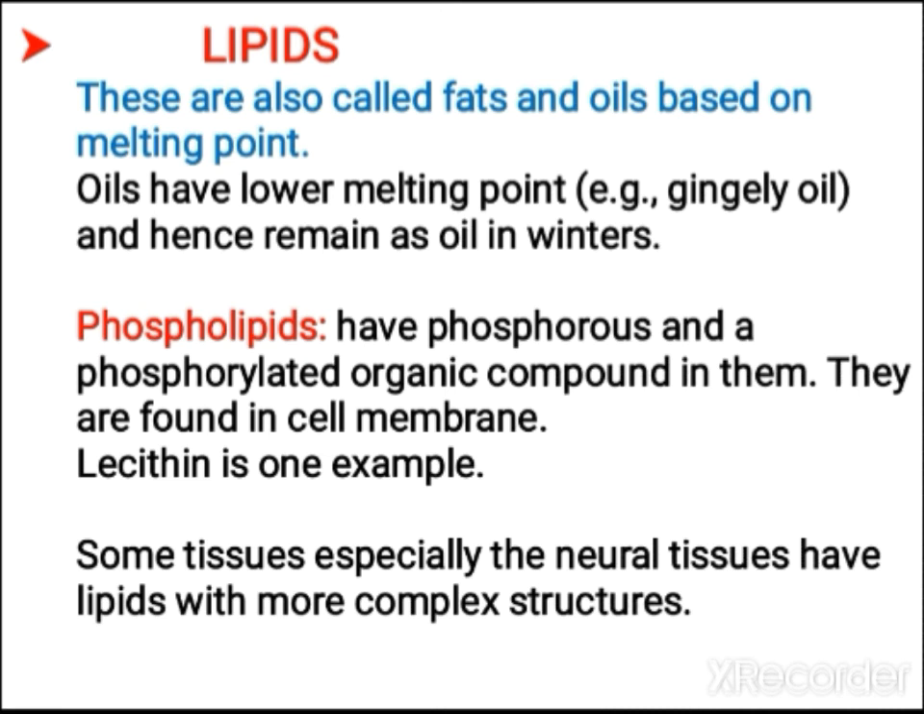Then phospholipids. Phospholipids have phosphorus, that is, they are phosphorylated conjugated lipids. That's why you call them phospholipids. An example is lecithin. These phospholipids are mainly seen in the cell membrane. Some tissues, especially neural tissues, have lipids of more complex structure.